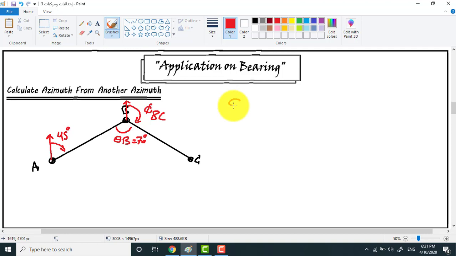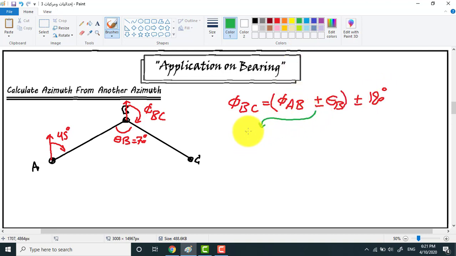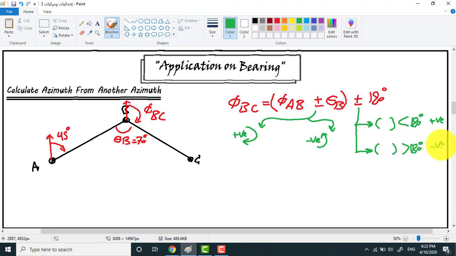We can use this relation: phi BC equals phi AB plus or minus theta B plus or minus 180 degrees. First, the sign of theta B: if theta B is measured clockwise, it will be positive, and if theta B is measured anti-clockwise, it will be negative. The sign of the 180: if the value between brackets is less than 180, we will add 180, and if the value between brackets is bigger than 180, we will subtract 180.